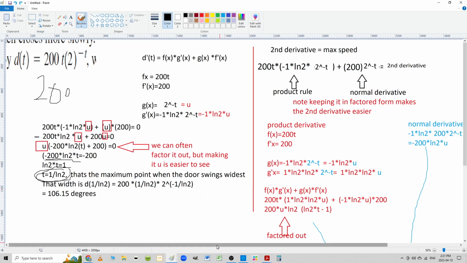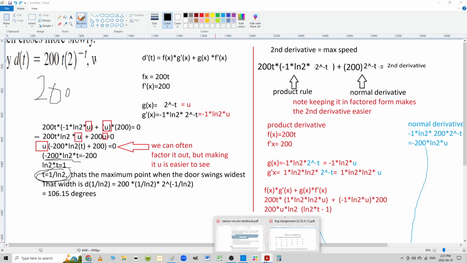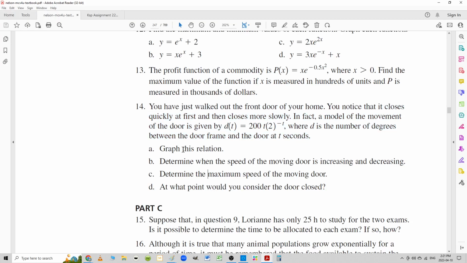Well, the next question, so they ask us several things. Graph this relationship. As I said, you should just plug in time is 0, time is 1, time is 2, time is 3, and you'll get a good idea of the graph. And you and I discovered between 1 and 2 it hit the max point, went up and came down. Determine when the speed of the moving door is increasing and decreasing. So that's to the left of the max point, it'll be increasing, and to the right of the max point, decreasing.